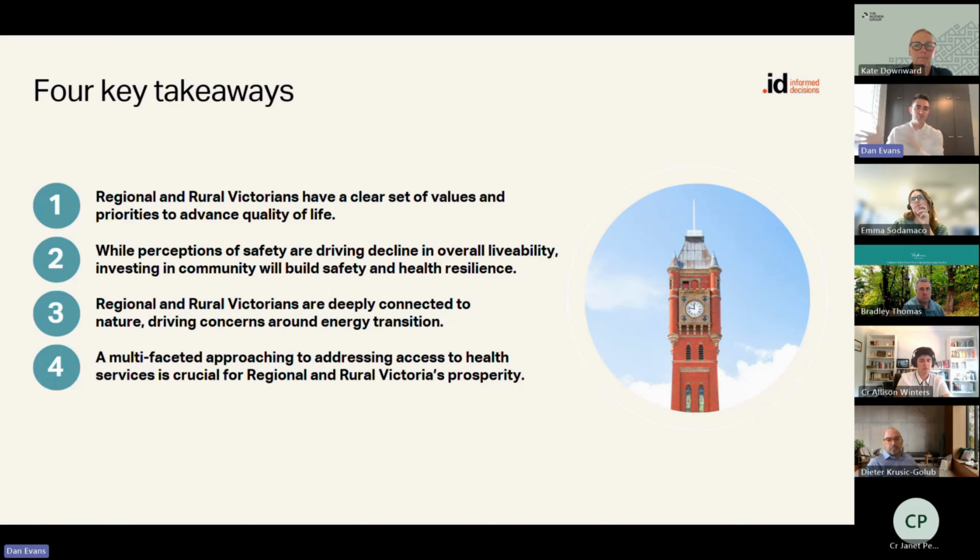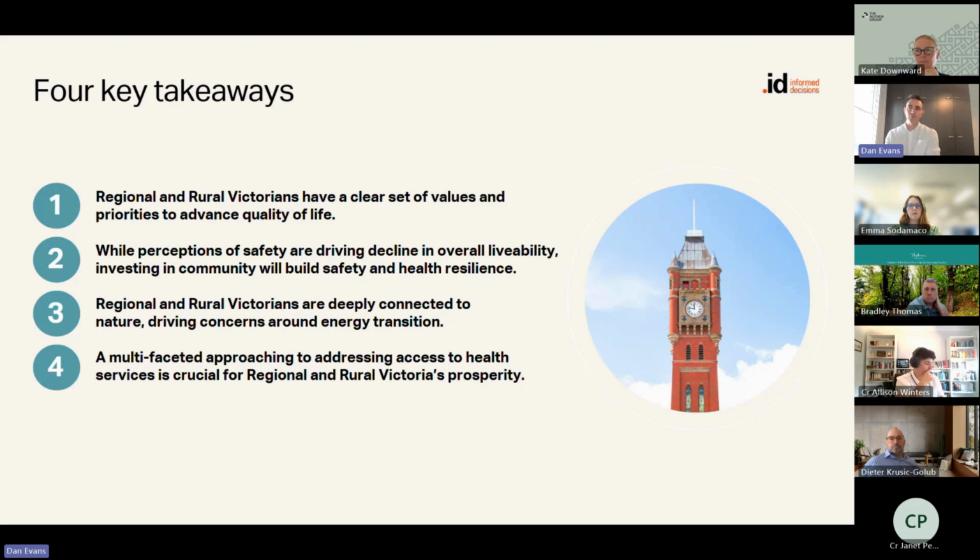And we know that councils have a direct policy role, but an increasingly important advocacy role in that space as well. It's important also to mention that while those perceptions of safety have driven the decline in overall livability across regional and rural Victoria, there is a level of resilience that regional and rural Victorians have and an argument to continue investing in community development, and to continue investing for safety and for health purposes.